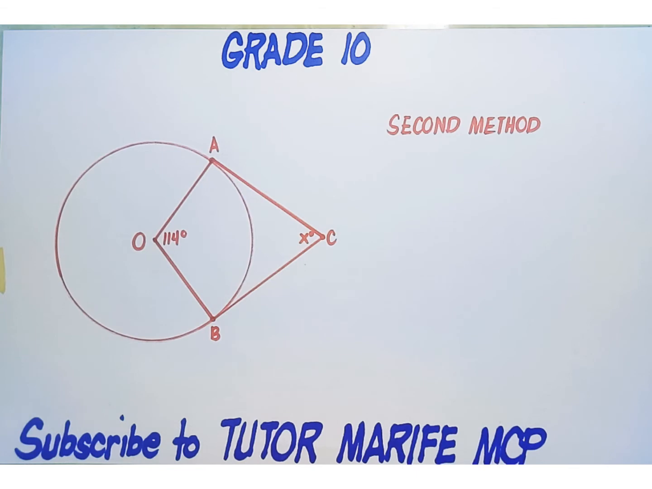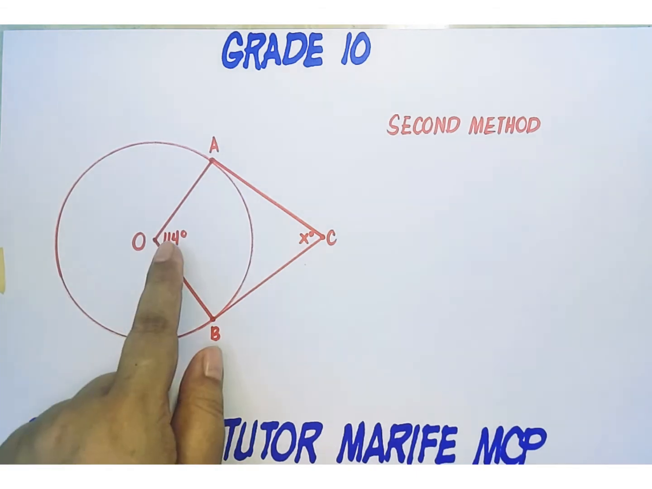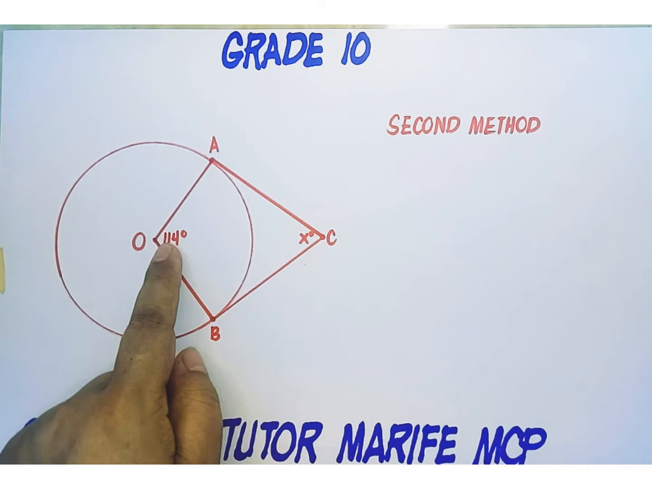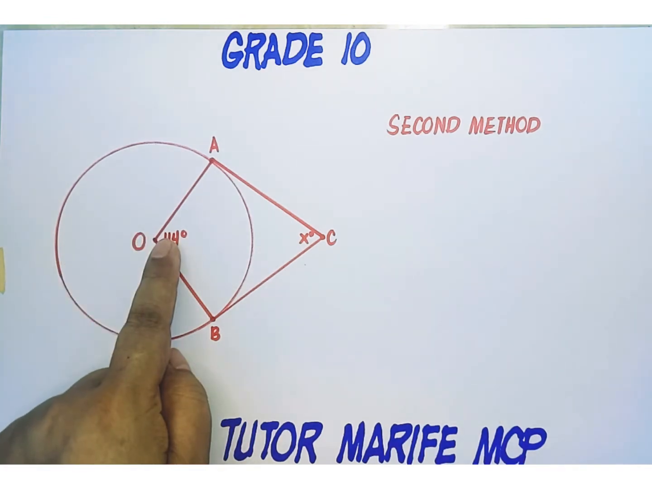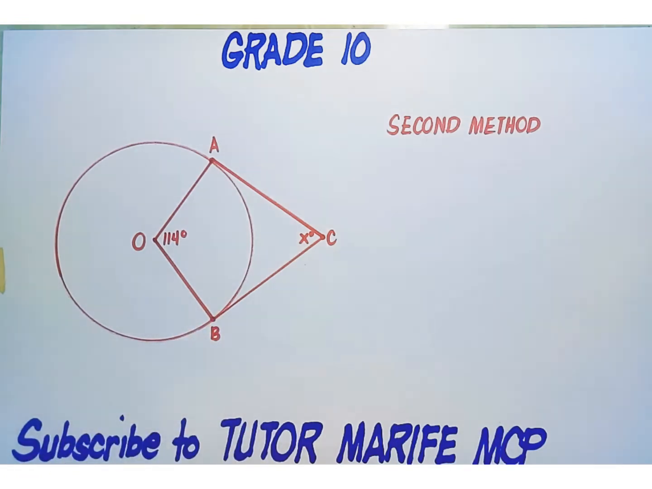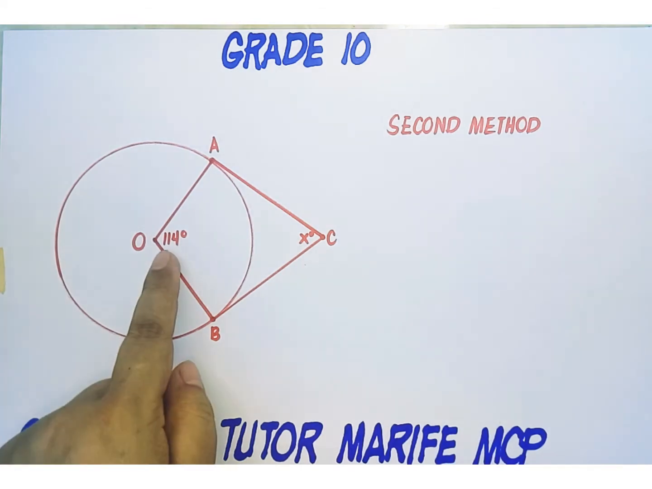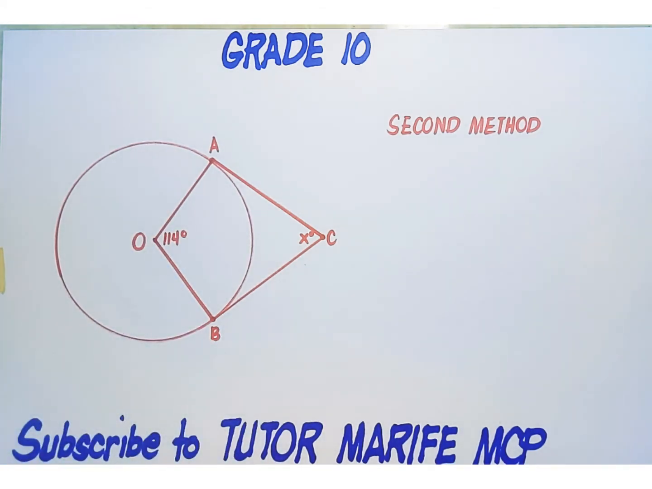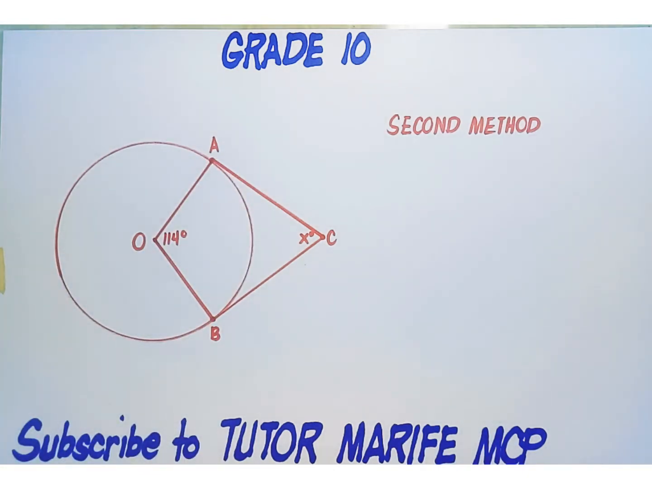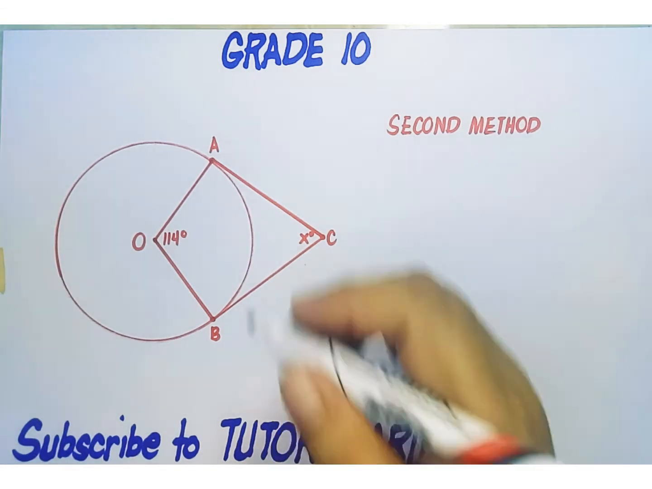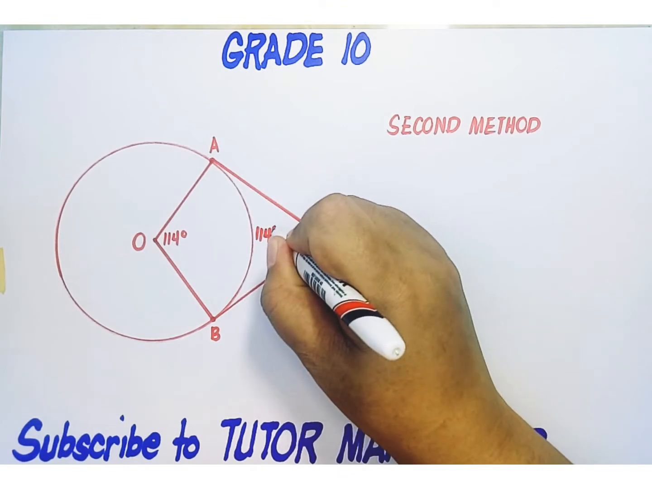We are going to use the circle theorem that relates the measure of the central angle and the measure of its intercepted arc. That circle theorem states that the measure of the central angle and the measure of its corresponding intercepted arc are equal. So if our central angle is equal to 114 degrees, then our arc AB, which is the intercepted arc of angle O, is also equal to 114 degrees. Let's write down 114 degrees.